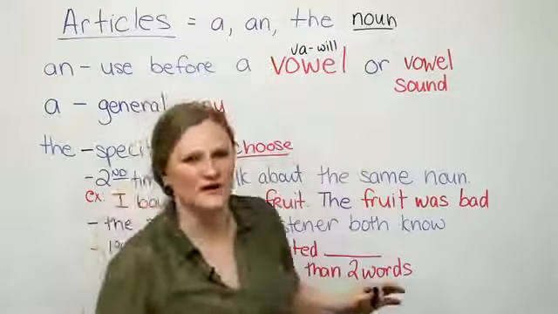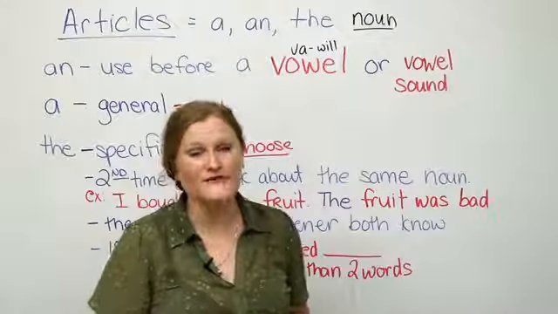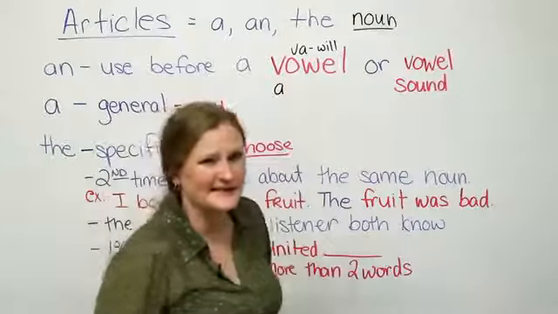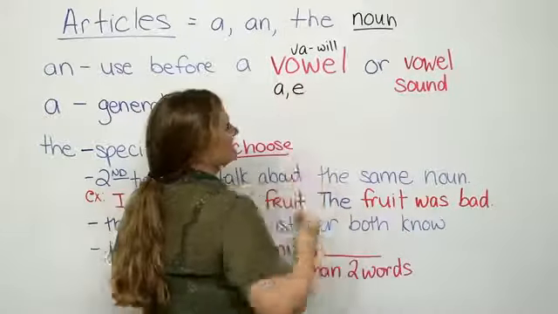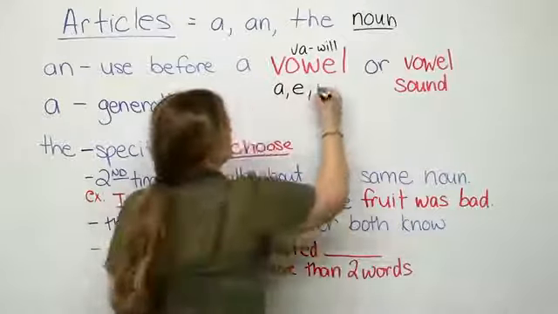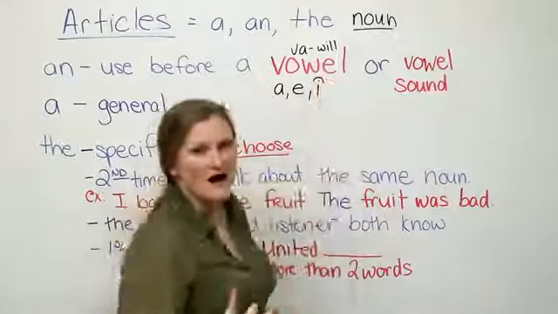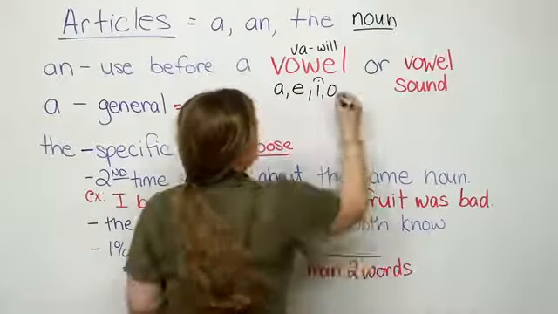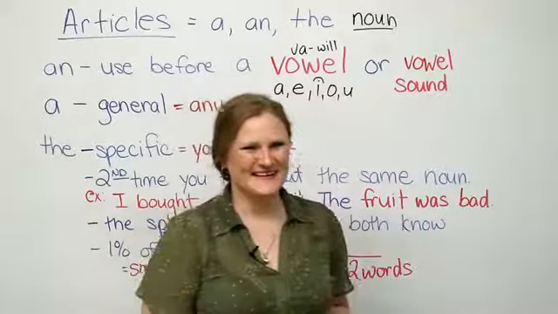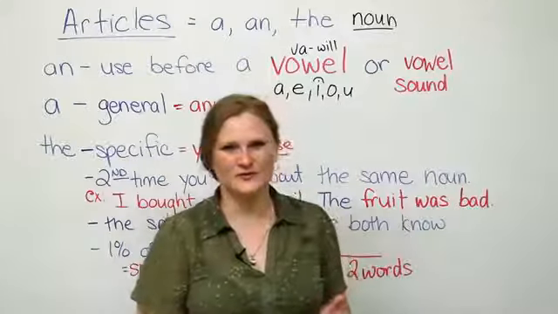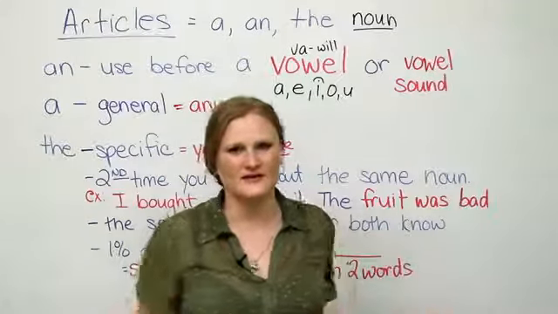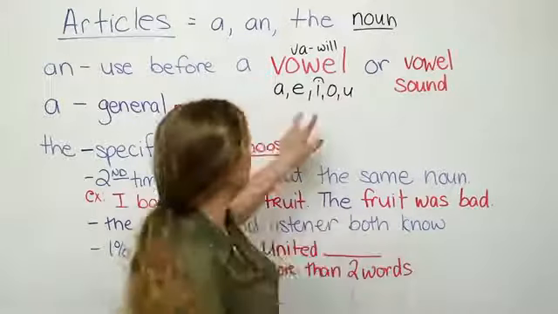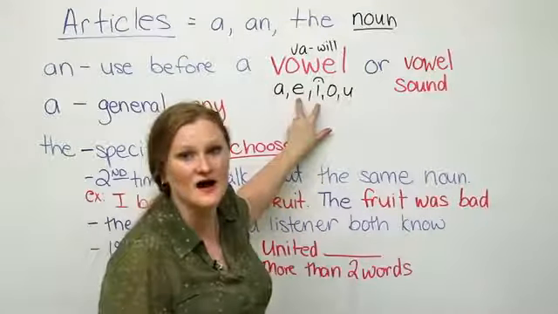The vowels in English, we have 5 vowels in English. They are A, E, I, O, and U. Now, everyone who speaks Spanish, Portuguese, Italian, any of our Latin American friends or our Latin language speakers, you're going to mix up these 2 vowels, E and I.